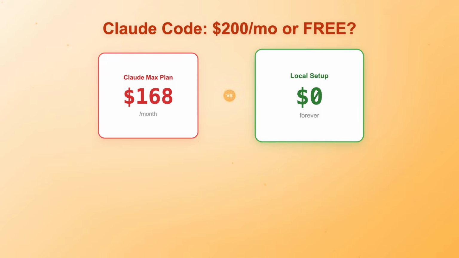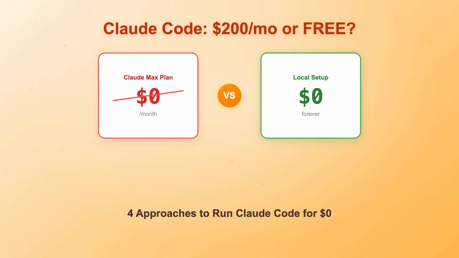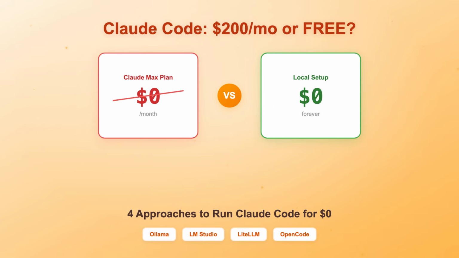Claude Code is the most powerful AI coding agent in the world. It's also $200 a month. But here's what most people don't know. Claude Code is open source and it connects directly to free local models running on your own hardware.